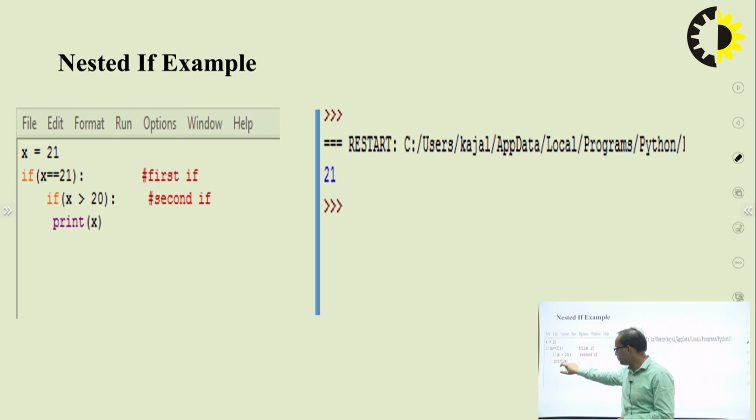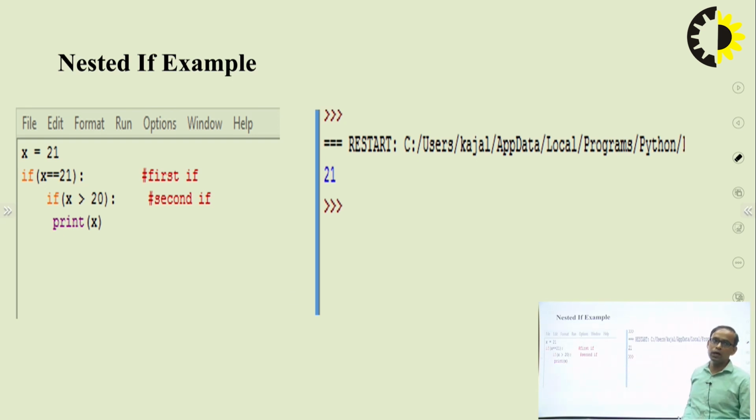So what is happening here? We are printing the value of x. So when we execute this program on Python interpreter, then the value of x will be printed. This is the output of this program.